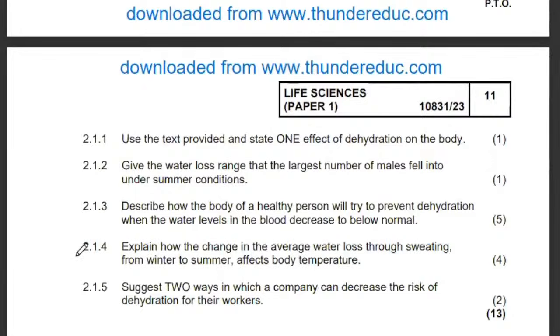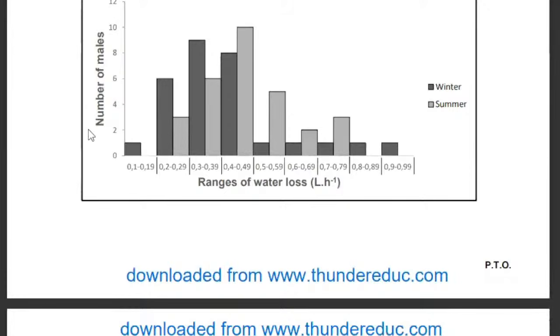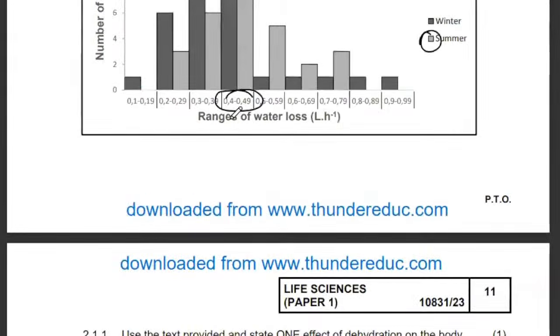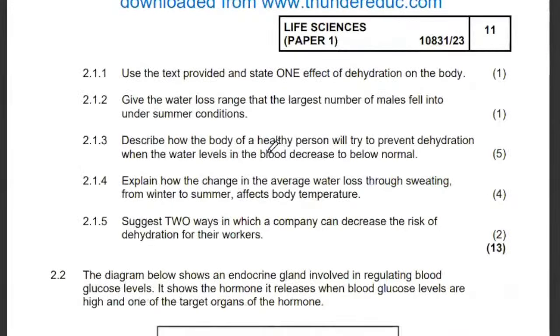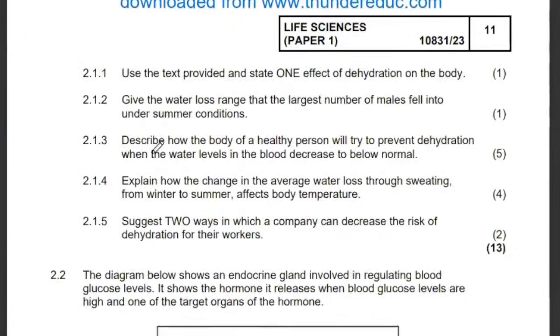Give the water loss range that the largest number of males fell into under summer. So here you have to look at the males. Under summer, you come back here and just read and get the answer from there. That is the answer, because they're saying under summer, and this is summer. So you see that this has the highest. So the answer becomes 0.4 to 0.49.